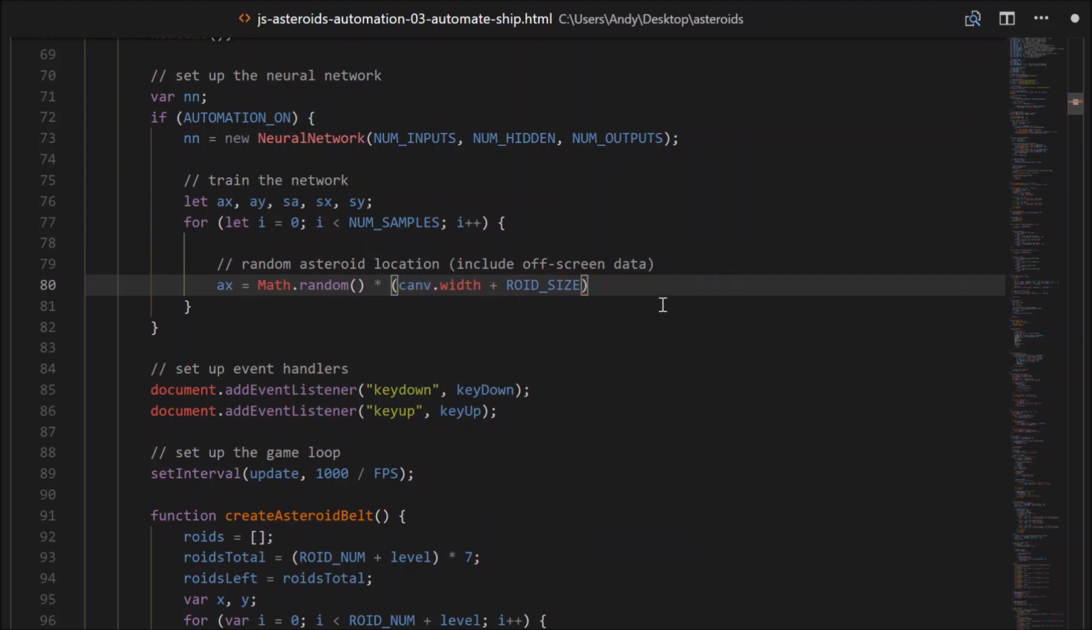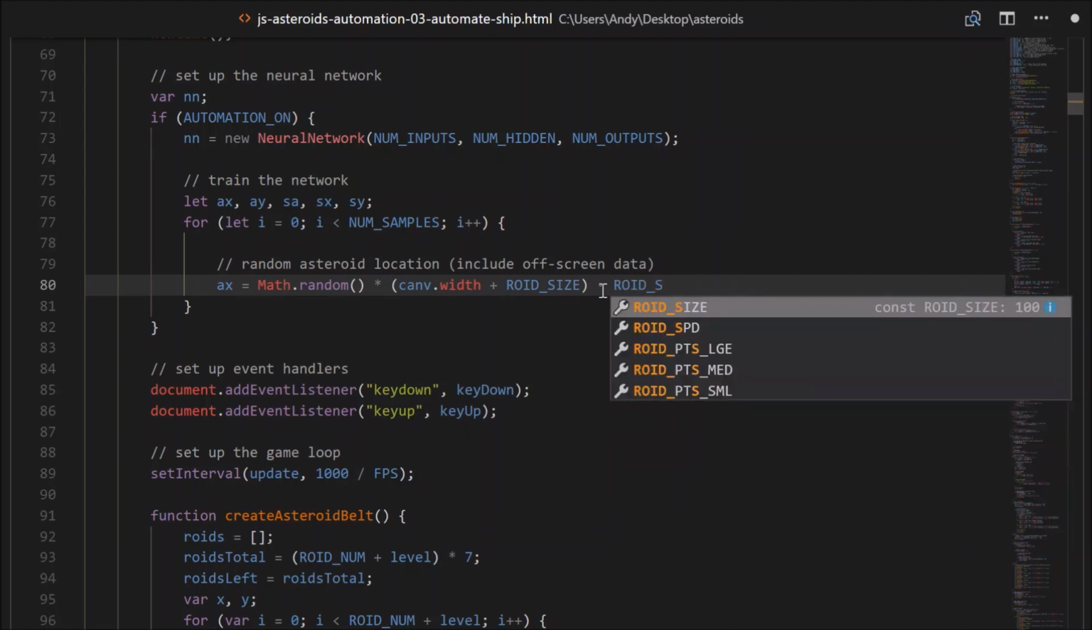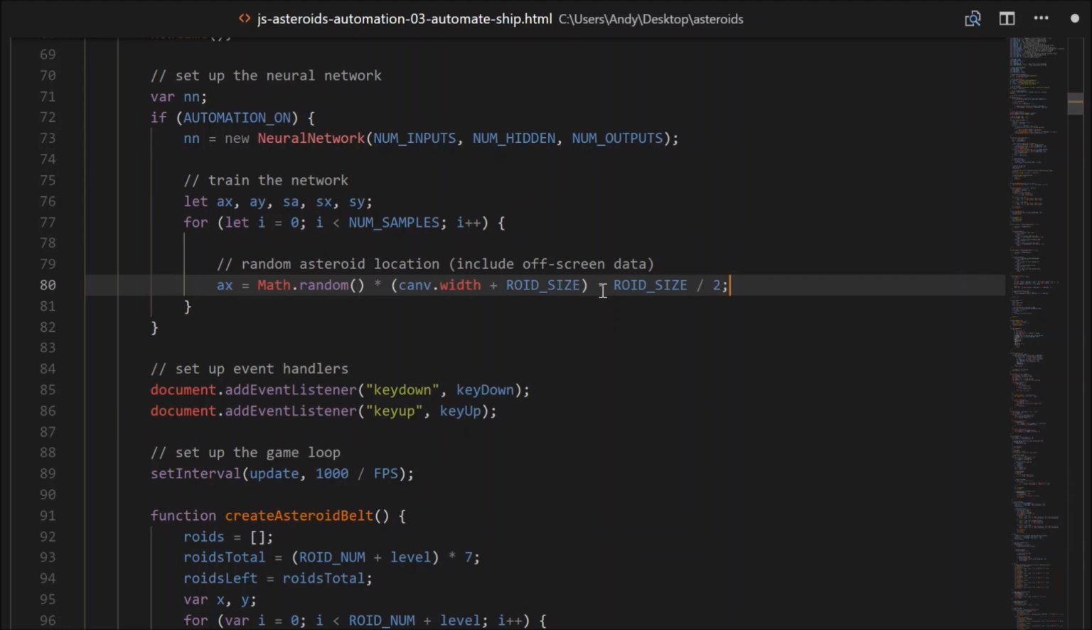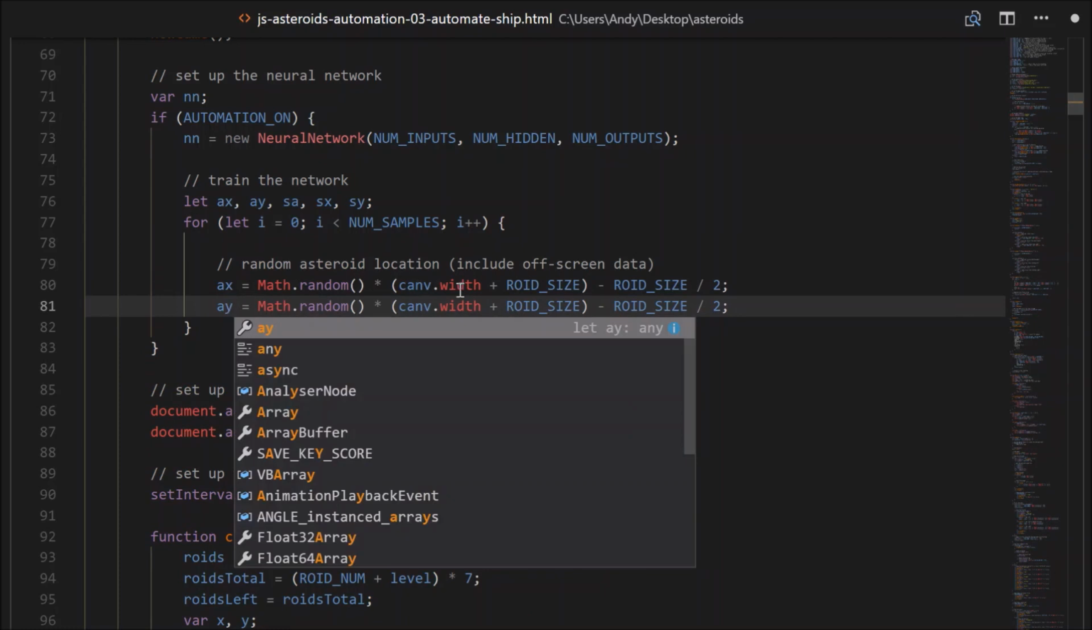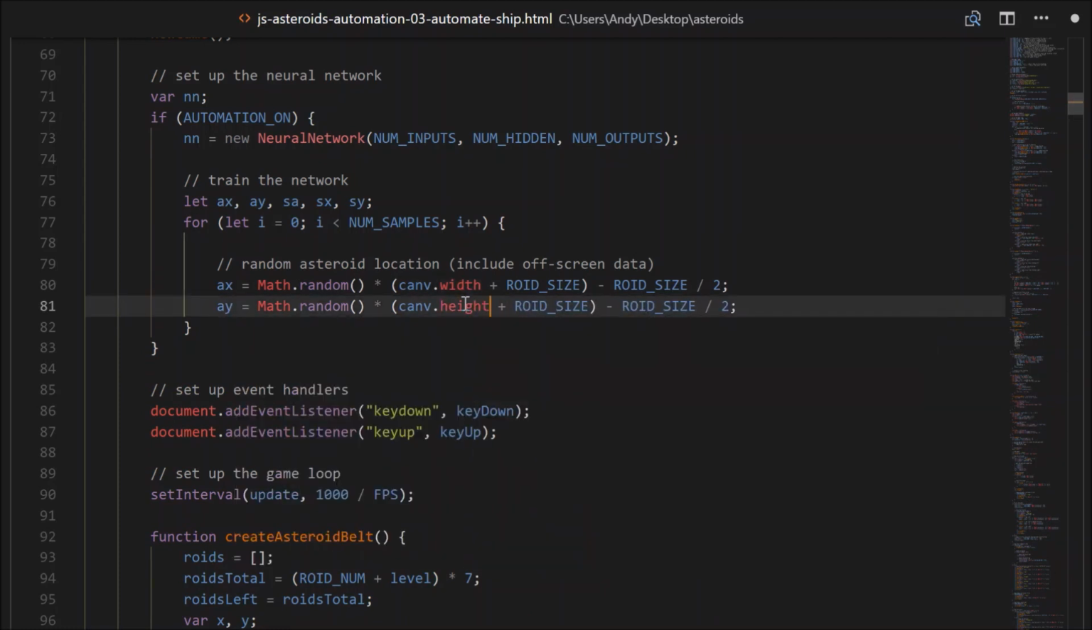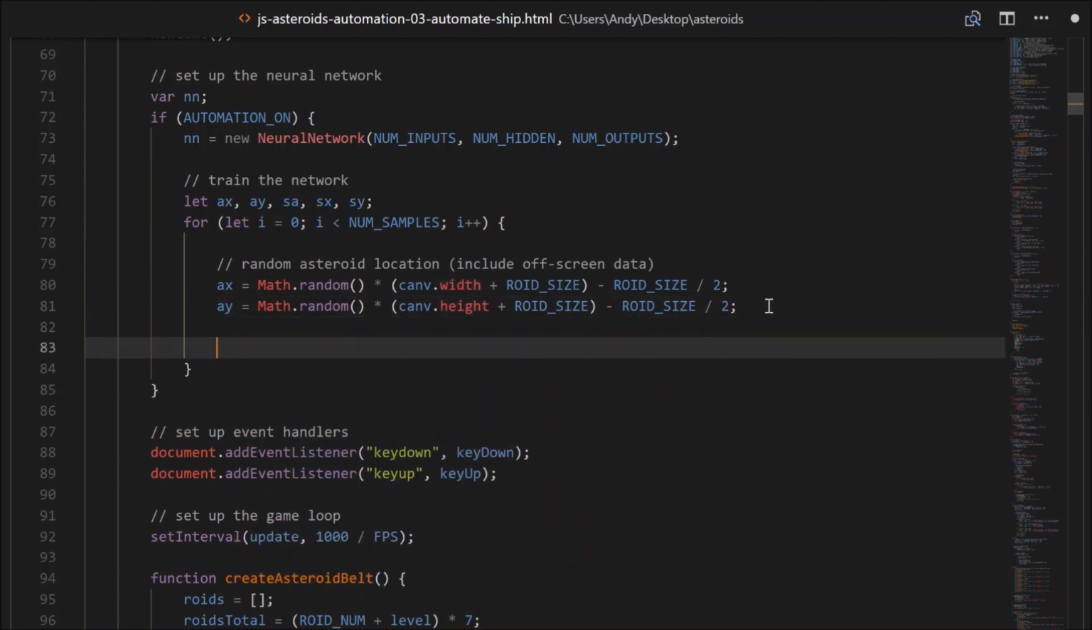Just bracket that. And then, that'll generate a number between 0 and, just say the width is 500. So 500 plus 100 is 600, so 0 and 600. But we want it to be able to be negative, so we'll have to subtract the radius. So it'll be the roid size minus the roid size divided by 2, which is the radius. Do a similar thing for AY, except that it will be the height. Good.